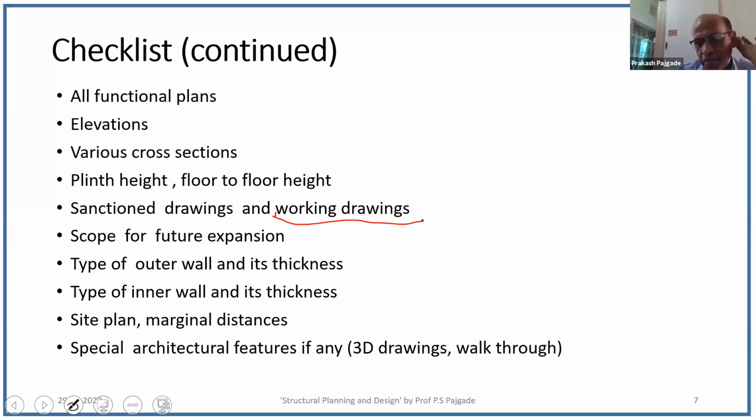Now, generally, full architectural drawings are not prepared. Initially, some functional drawings are prepared, and then later on, architectural features are developed. This is not a good practice. It might create problems.